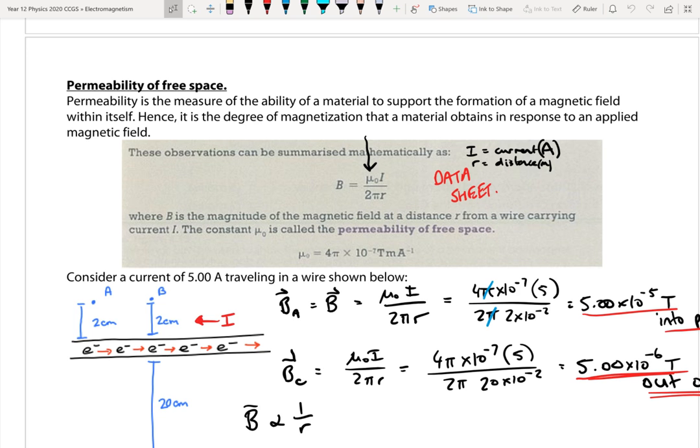So really, it depends on 2 things. How much current is flowing and how far you are from it. Remember that mu naught is just a physical constant. It's in your data sheet. It's called the magnetic constant, okay? And it's 4 pi times 10 to the negative 7. So those are the 2 factors. And it's highly likely that you will be assessed on this kind of question because it involves everything. You've got current and distance to determine magnitude. These are also vectors, so they can combine.